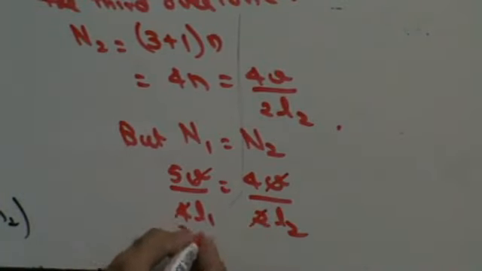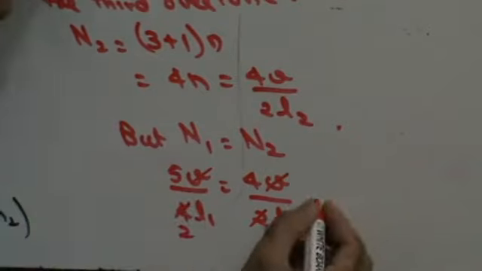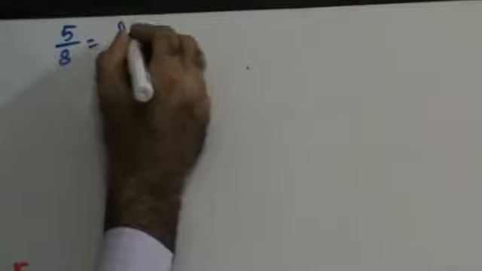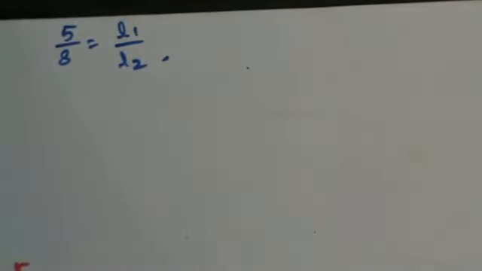You will get L1 upon L2 is 5 upon 8. So the ratio of their lengths will be 5:8. Right? Next, take down next one please.